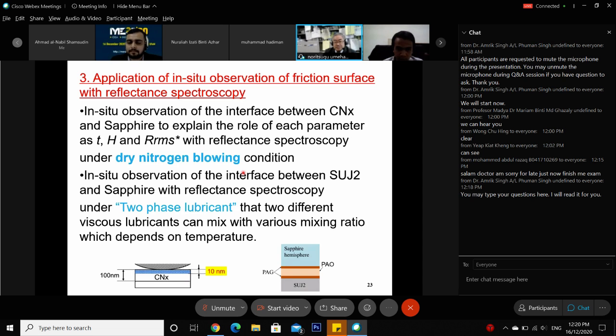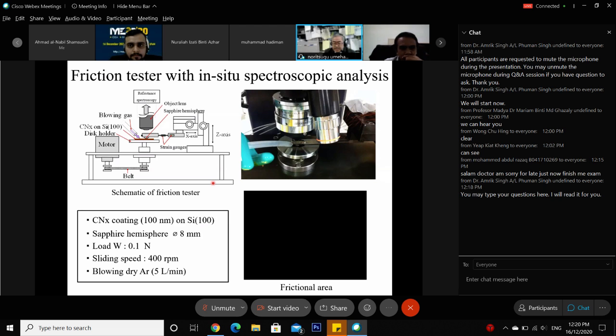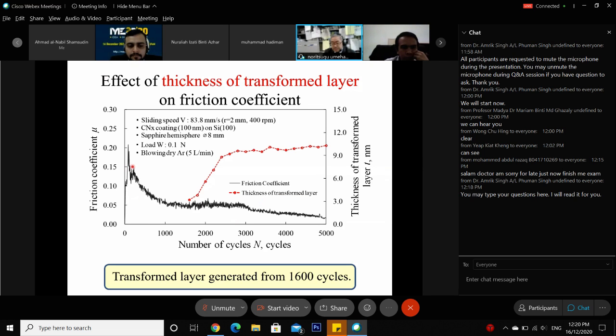So we made a friction tester. There is a sapphire glass, so we can get the reflectance spectroscopy through this sapphire glass. During this test, we also measured the friction coefficient. This figure shows the variation of the friction coefficient. Initially it was 0.1 to 1.5, but after repeated sliding, it fell to less than 0.01, very, very low friction.